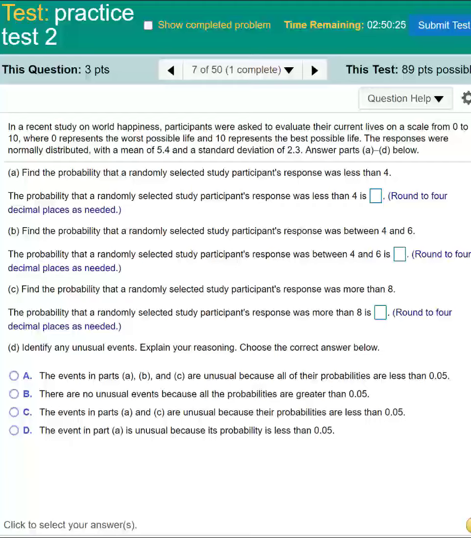In a recent study on world happiness, participants were asked to evaluate their current lives on a scale from 0 to 10, where 0 represents the worst possible life and 10 represents the best possible. The responses were normally distributed with a mean of 5.4 and standard deviation of 2.3. Answer the following question. What is the probability that a randomly selected study response was less than 4?